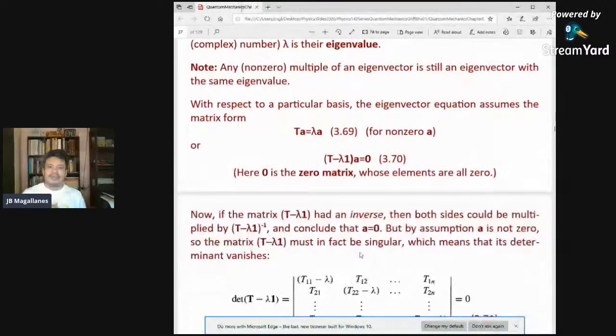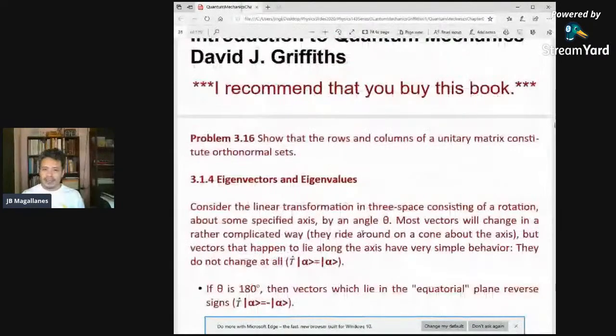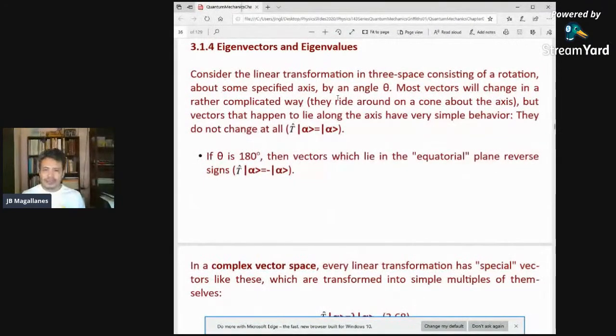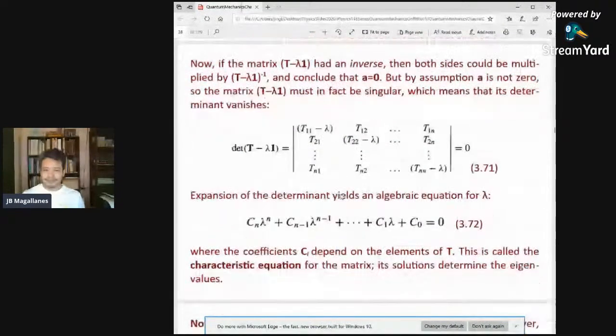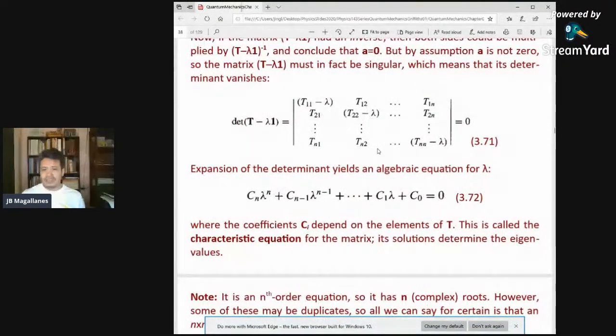So again, we are discussing eigenvectors and eigenvalues. The matrix has its own eigenvectors and eigenvalues. These are characteristics of a matrix, and the transformation is represented by a matrix. So we're now looking at the eigenvalues and the eigenvectors of a matrix. If you expand this, you'll get an equation that looks like this.